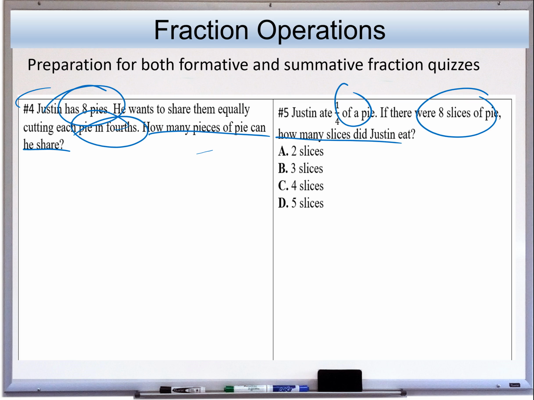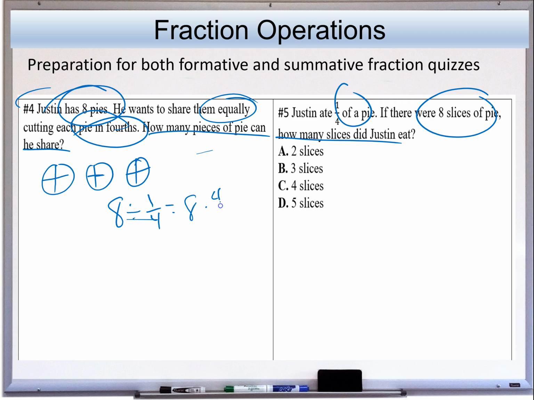All right, Justin has 8 pies. He wants to share them equally, cutting each pie in fourths. How many pieces of pie can he share? So one of the key words here is equally, and I saw a couple of students draw a pie, cut it in fourths, draw a pie, cut it in fourths, draw a pie, cut it in fourths. So this is like when I began my lesson on dividing fractions. I'm taking 8 pies and separating into equal groups of 1/4. So I have to multiply by the multiplicative inverse. That gives me 32 pieces of pie.